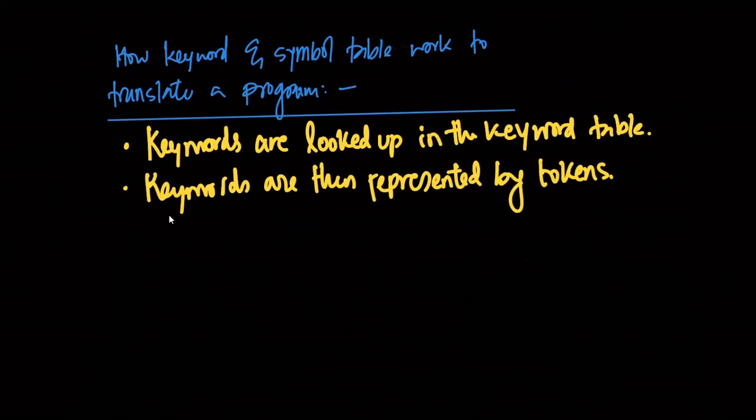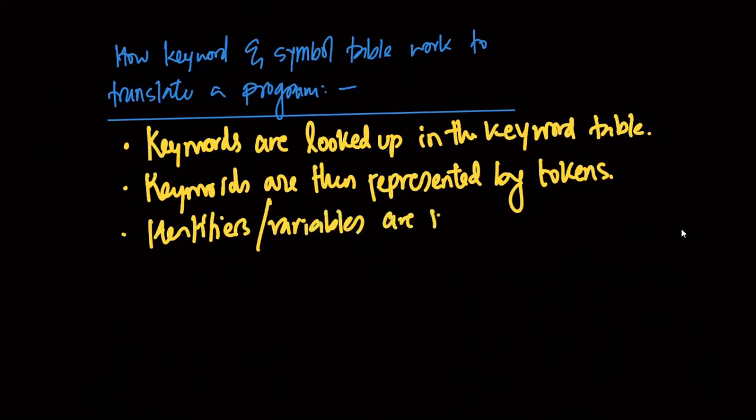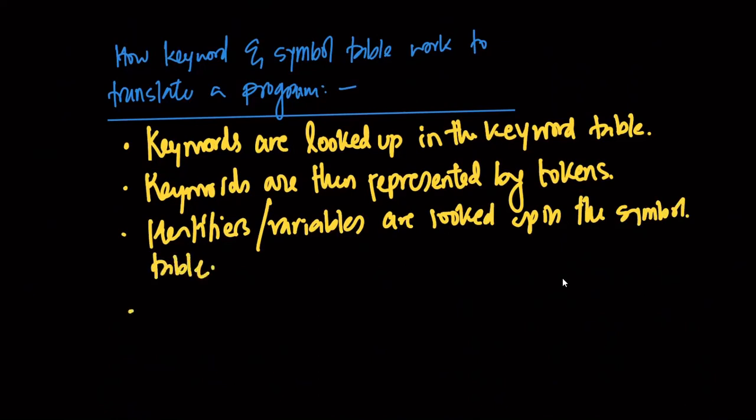The next thing is that keywords are then represented by tokens. You replace them with a number. The next thing is that identifiers or variables, whatever you call them, are looked up in the symbol table. Remember, even in assembly language, we studied symbol tables, stuff that we make up, all right? Like we give symbolic addresses for assembly language. We don't give an absolute address. So these were performed using a symbol table. This is the same logic.